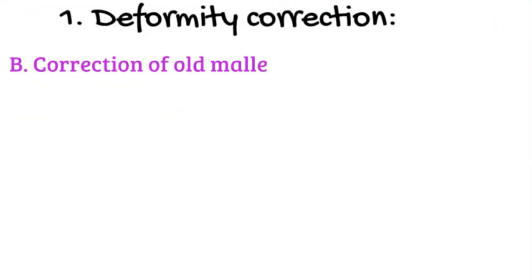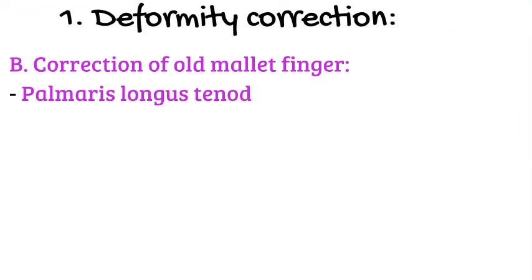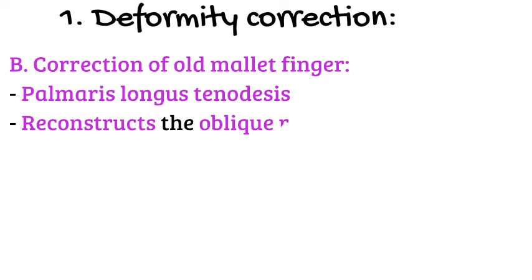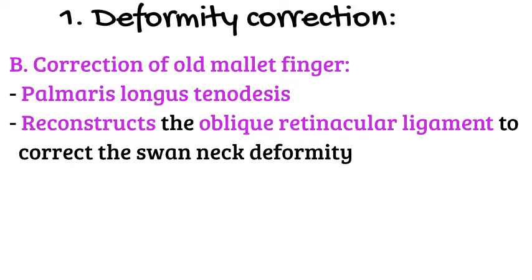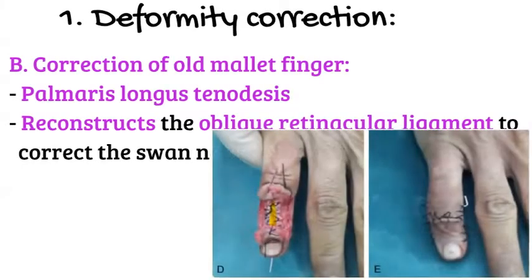B. Correction of mallet finger by using a palmaris longus tenodesis. It reconstructs the oblique retinacular ligament to correct the swan neck deformity. This picture illustrates the palmaris longus tenodesis with immobilization using a K-wire.